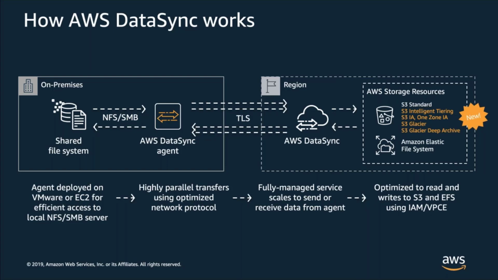And we recently added support for S3 storage classes. So not only can you copy data into S3 standard, but you can copy it into other storage classes such as intelligent tiering or Glacier Deep Archive. Once you've decided your source and your destination locations, you then create a task, and that task will automatically take care of moving the data or copying the data from your on-premises file system up into the cloud.